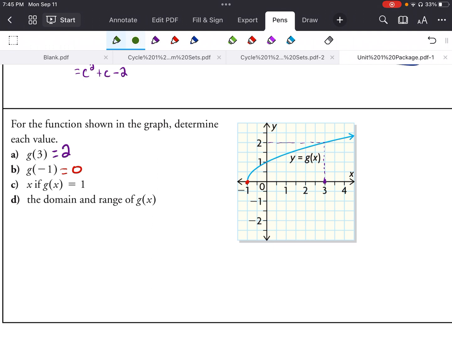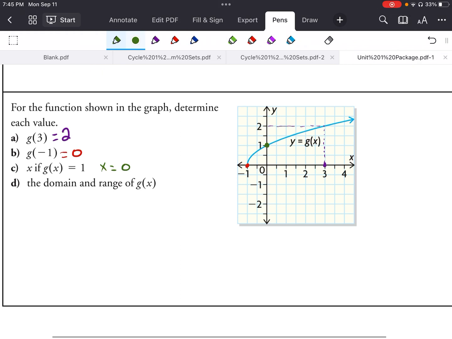This time it wants to know the x value if g of x equals 1. When you have something like this, it's telling you the solution. The solution is 1, and it wants to know what x is. So we're going to look for when the function reaches 1 as a y value, and we see that x will equal 0.